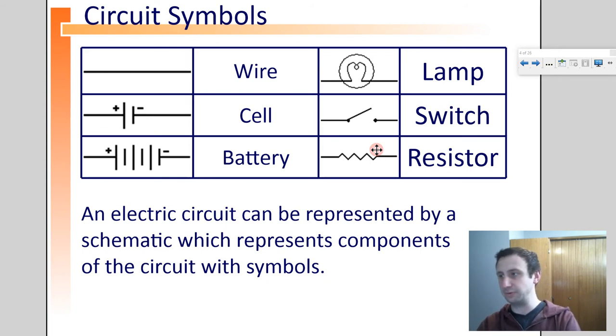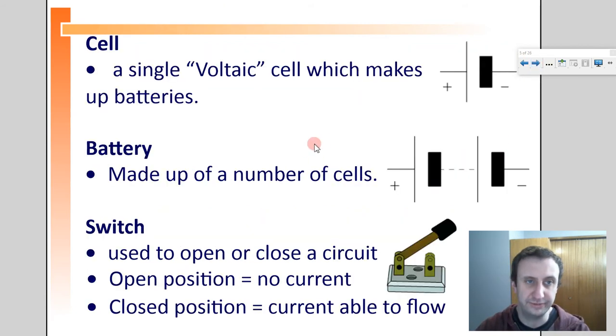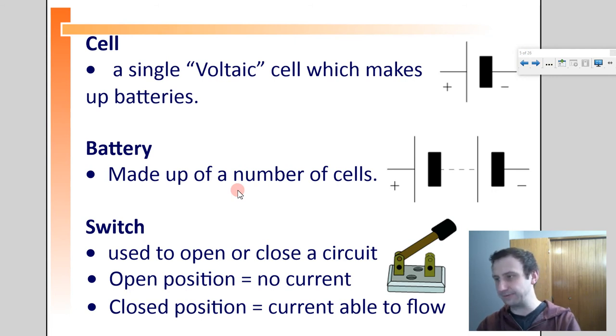And sometimes we use a resistor to represent just a generic load, when we don't know what it is. So more explanation, a cell, a single voltaic cell, which makes up batteries. A battery is made up of a number of cells. So typically we have more than one. For example, if you open up a 9-volt battery, which you shouldn't do, don't open up your batteries, but if you did, you'd find that you actually have 6 tiny batteries inside of there that almost look like AAAs. They're slightly different size, but they're almost like AAA batteries.